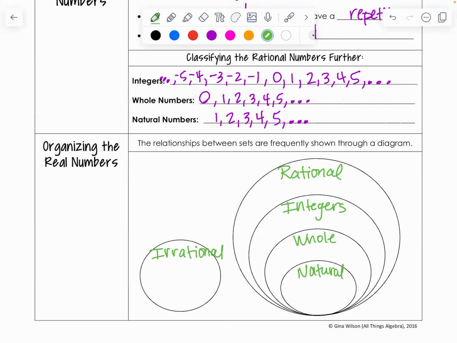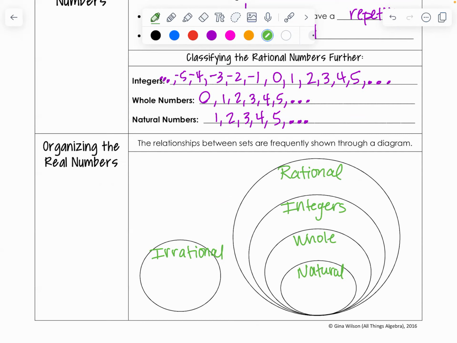So here we go. Irrational numbers get thrown over there. That's pretty straightforward. But our rational numbers, okay? If we have a natural number, notice how our natural number is inside of our whole numbers, which is inside of our integers, which is inside of our rational. So if something is a natural number, it's also a whole number, which is also an integer, which is a rational number.